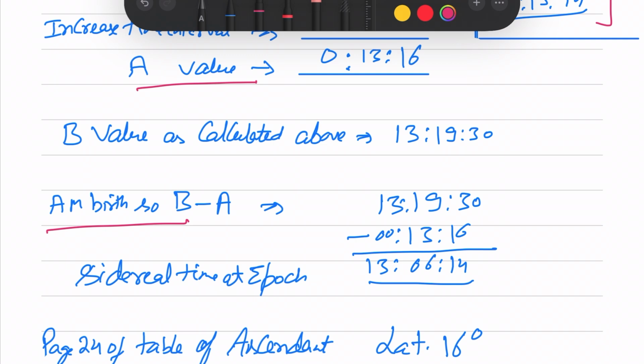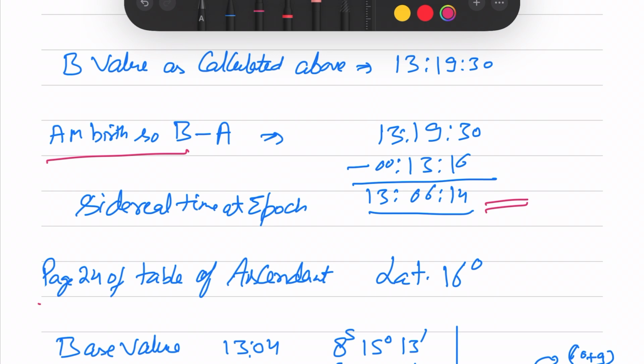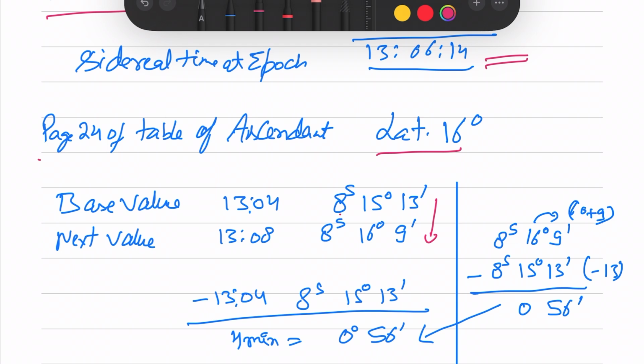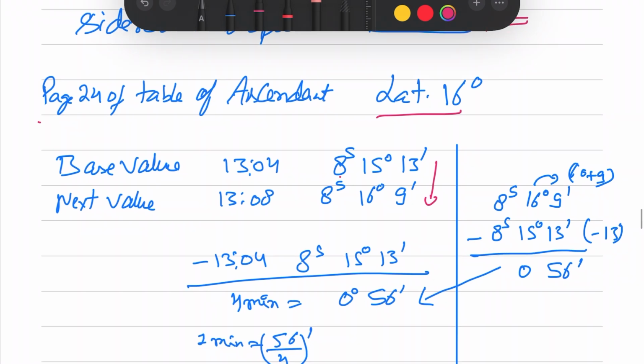Now again, this is our sidereal time at epoch. So we refer to page 24 of the table of ascendant for latitude 16 degree. 13, 06, 14 lies between 04 and 08. So we take the base value for 1304, which is 8 sign 15 degree and 13 arc minute, and the next value is 1308, which is 8 sign 16 degree 9 arc minute. It is again a direct motion since the value is increasing. So we subtract the base value from the next value. We get 4 minute on the left hand side and 56 arc minute on the right hand side.